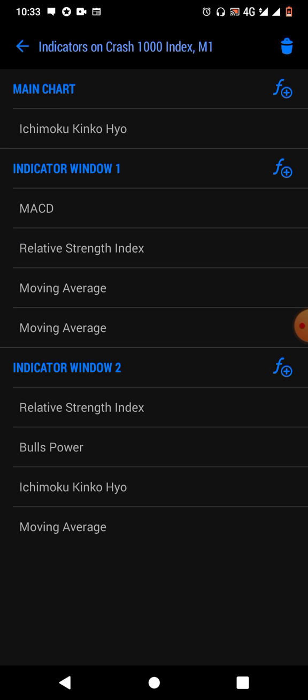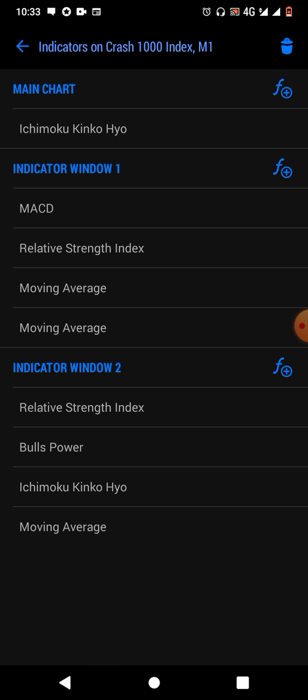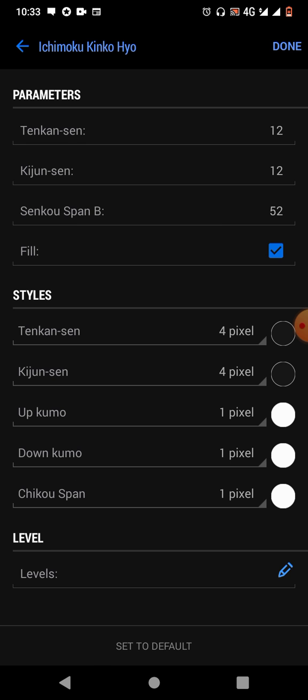And then the other indicator we have is the Bull Power. Period 1000, style is 3 pixel, color red. When you're done, just click on done. And then we have the Ichimoku. You just have to maintain the same settings with that one.